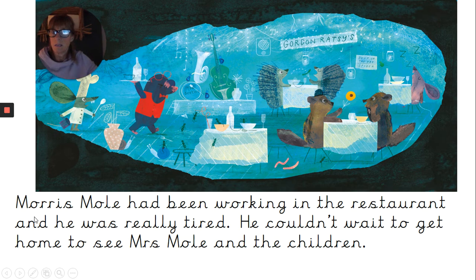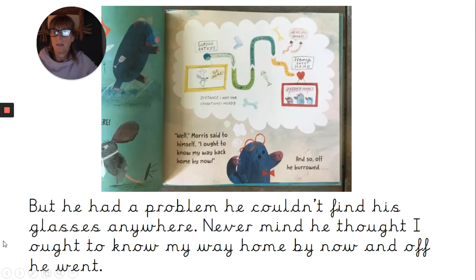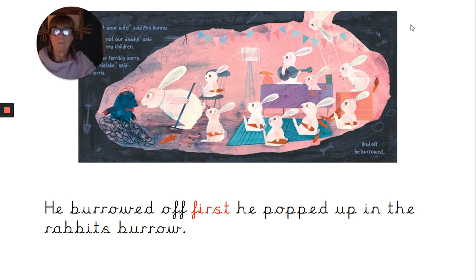So let's start. Morris Mole had been working in the restaurant and he was really tired. He couldn't wait to get home to see Mrs. Mole and the children. But he had a problem. He couldn't find his glasses anywhere. Never mind, he thought. I ought to know my way home by now. And off he went. And do you remember there was the little map of everywhere he went? Now watch out for those time words.